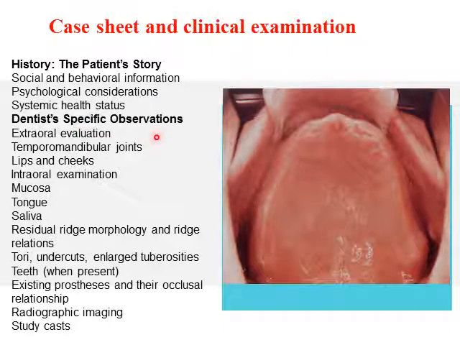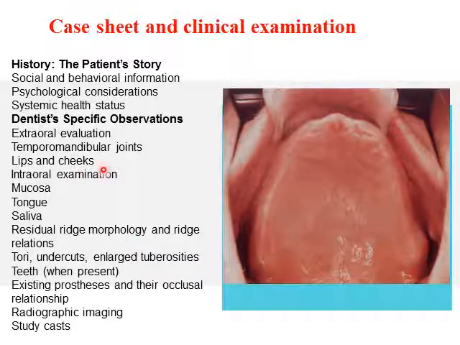The dentist-specific observation starts with extraoral evaluation, starting with an overlook of the patient's face, with observation of the facial symmetry, lip competence, facial length and face fullness. Also, you have to examine the temporomandibular joint to observe the presence of crepitation and clicking if present, and pain if it exists.